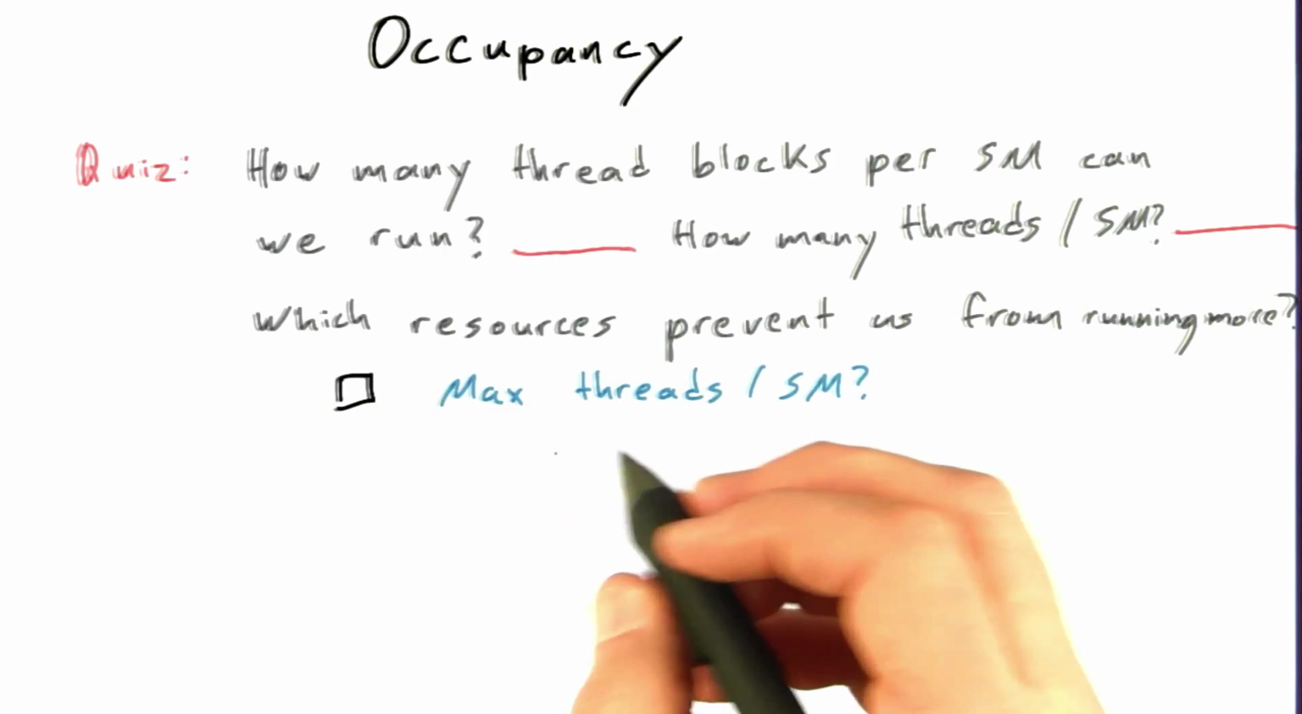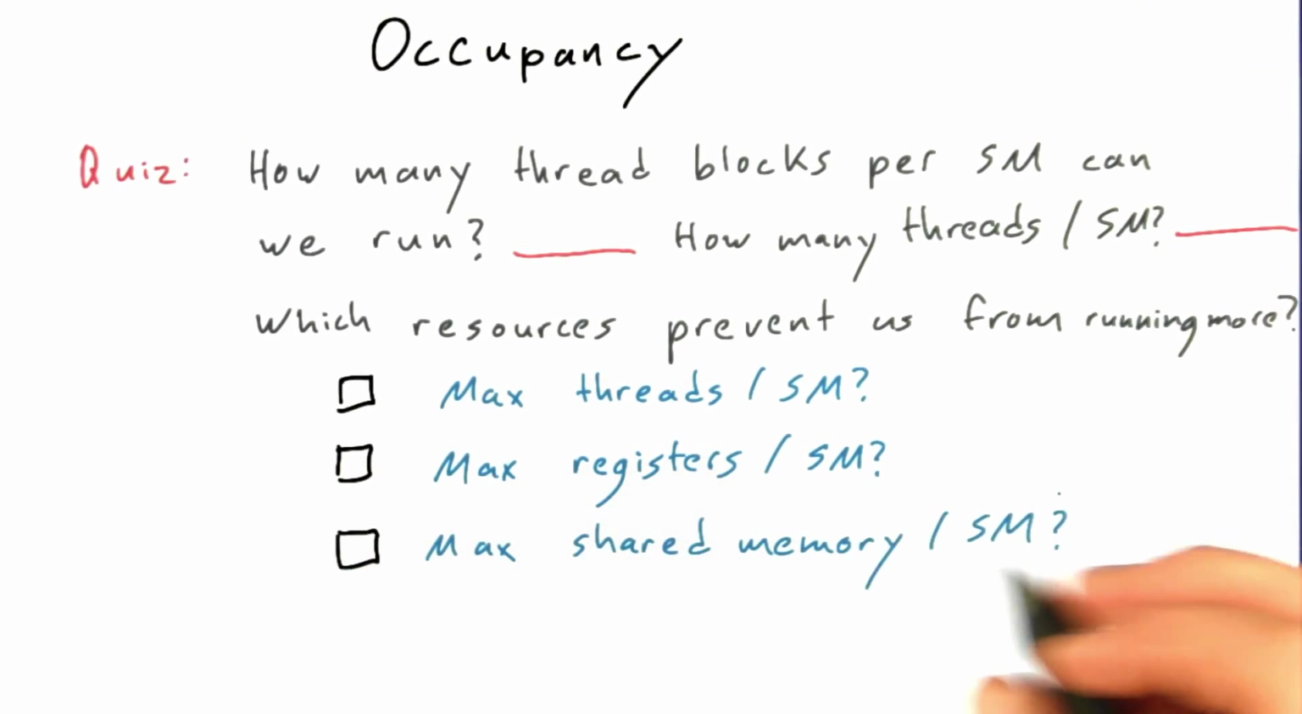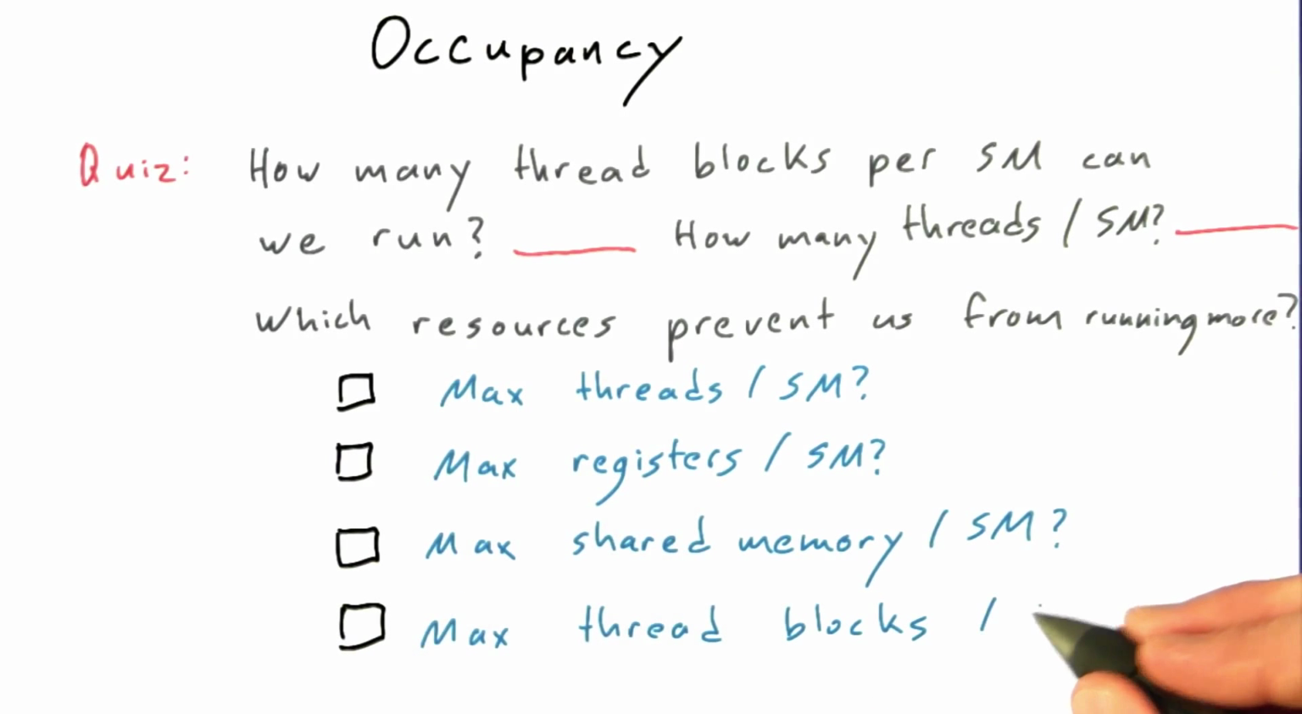Are we limited by the maximum number of threads per SM? By the maximum number of registers per SM? By the maximum amount of shared memory per SM? Or by the maximum number of thread blocks per SM?